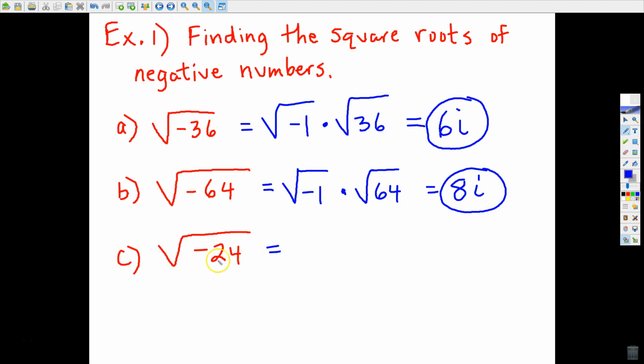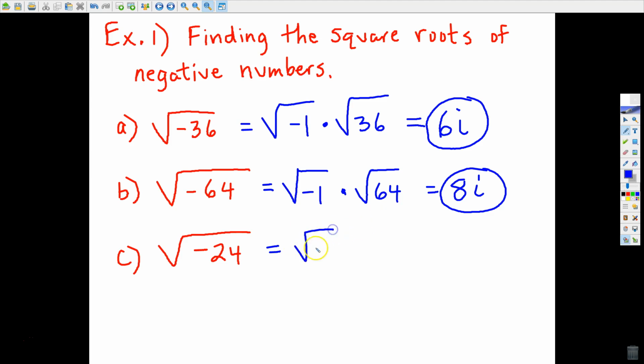Now letter C is a little different than A and B, because I hope you recognize that 24 does not have a perfect square root like the other two did. So we're going to have to do a quick refresher in how to simplify radicals. I know you covered this in Algebra 1.